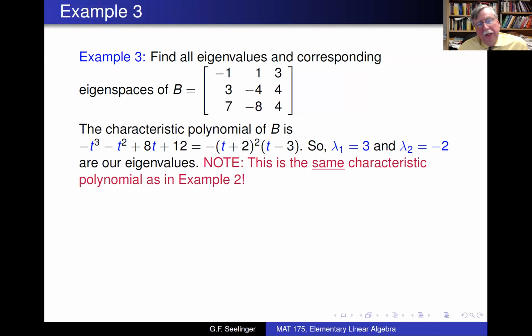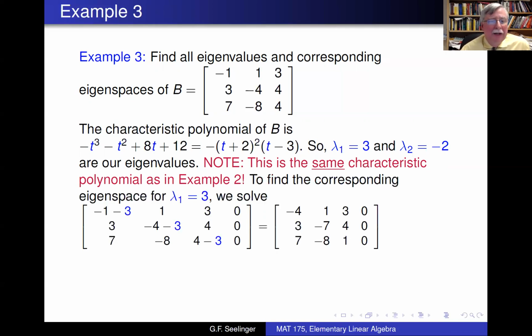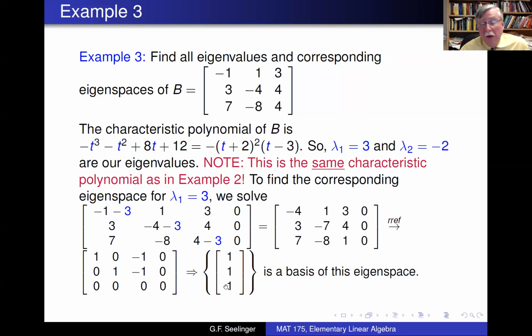Let's go ahead and solve the eigenspaces, because it's a different matrix, so the eigenspaces are going to be different, most likely. We subtract 3 and solve. Take its reduced row echelon form. We get 1, 1, 1. So this is actually the exact same eigenspace as in example 2, for lambda 1 equals 3.